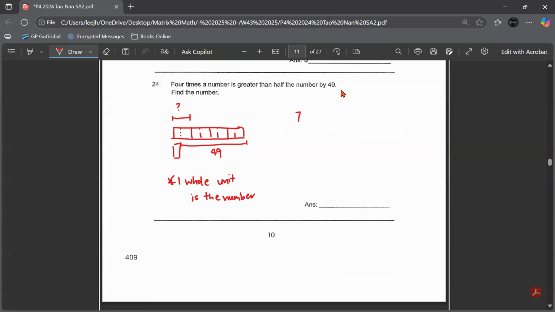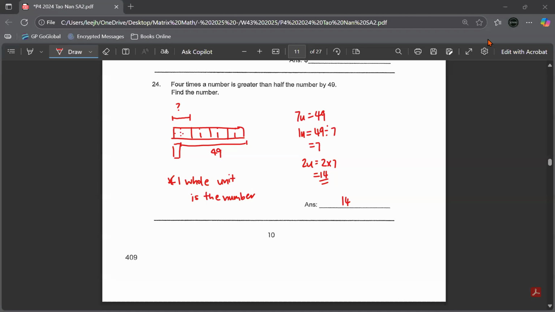So that means here you can see 7 units is 49. So for 1 unit, 49 divided by 7 equals 7. So the number is how many units here? 2 units equals 2 times 7 equals 14. Answer is 14. Okay. So I'm going to the next question.